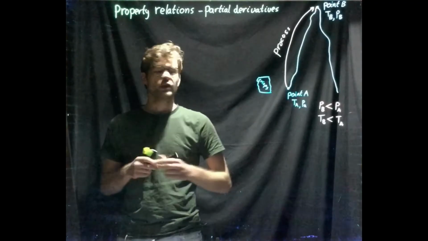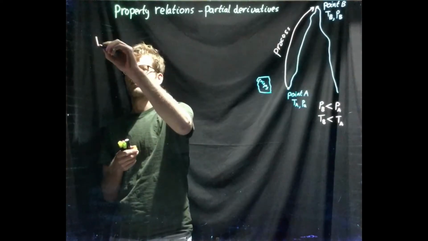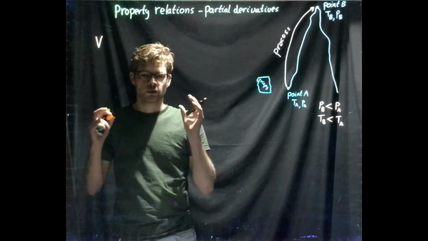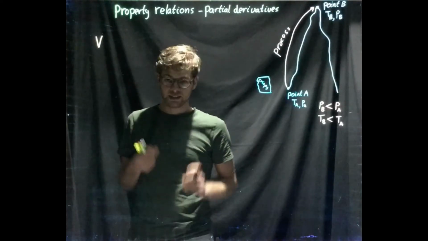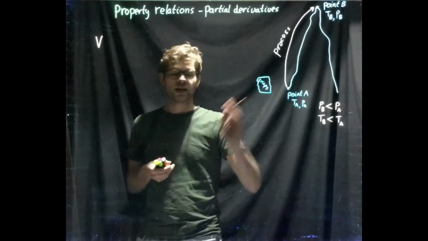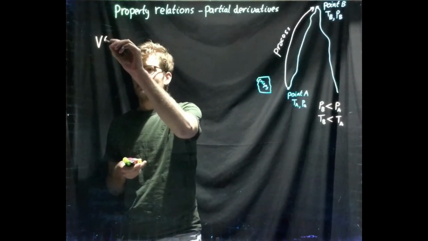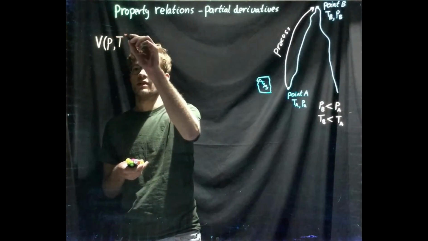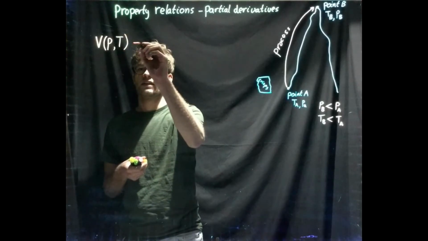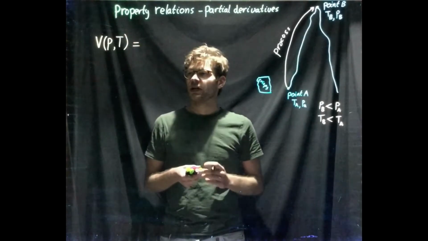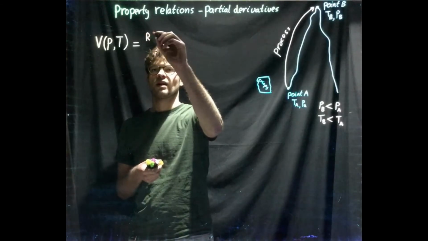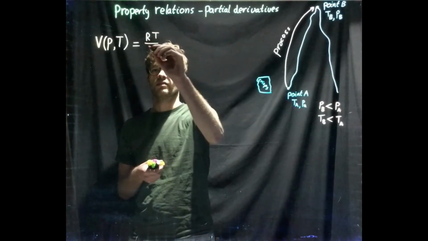We know for sure that the volume of a bag of crisps, and we're just going to consider the amount of air that is inside the bag of crisps, is dependent on the pressure and temperature. And it is dependent on pressure and temperature by the ideal gas law, V equals RT over P.